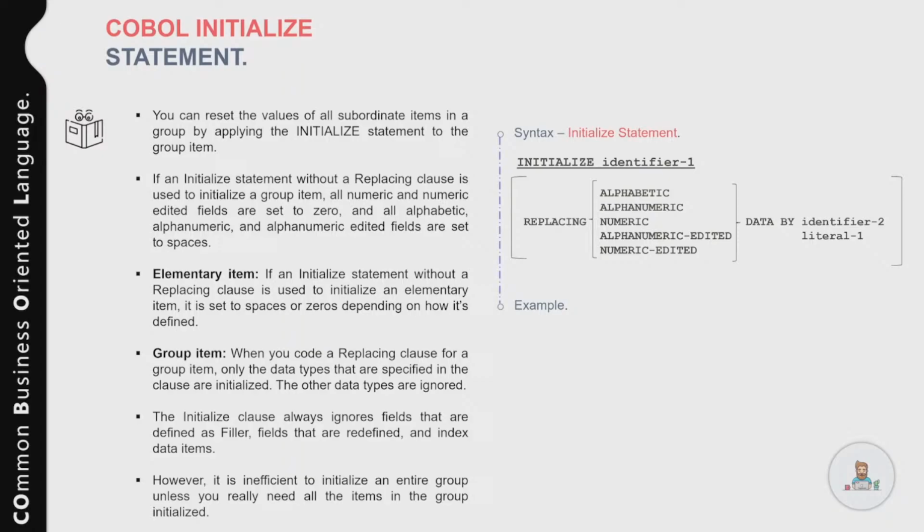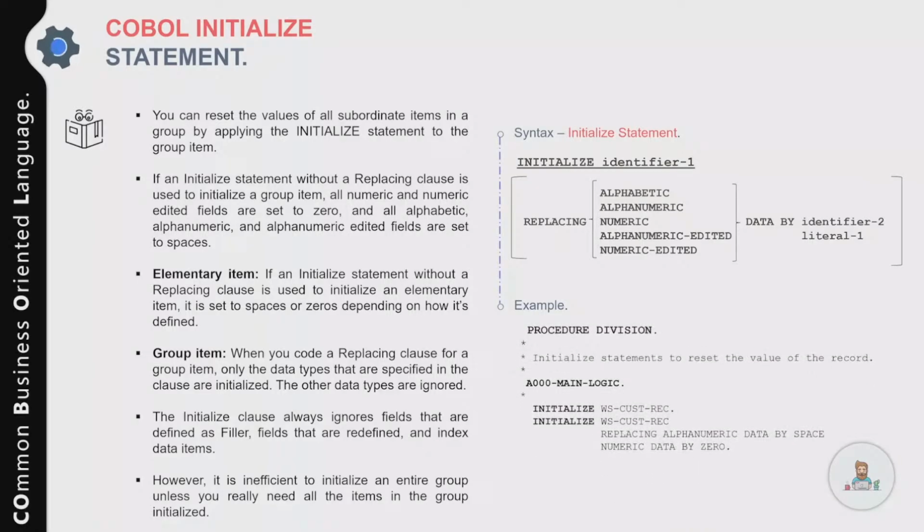The syntax is pretty simple. You have the initialize keyword followed by identifier 1. Thereafter you have the replacing keyword. Thereafter you have additional options, that is alphabetic, alphanumeric, numeric, and these are used to specify the type of elementary items which are defined in your group variable. After that you have the data by keyword followed by identifier 2 and literal 1.